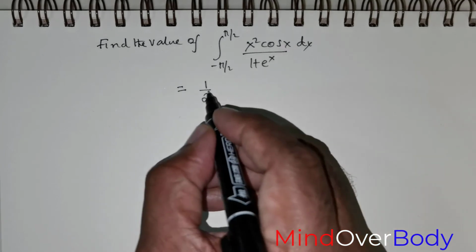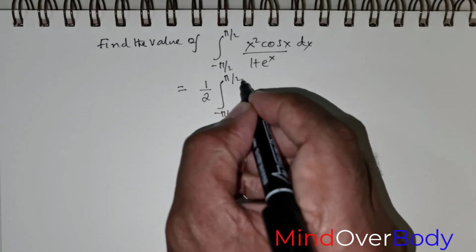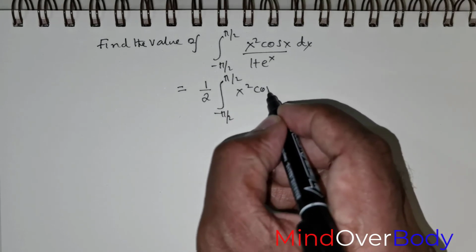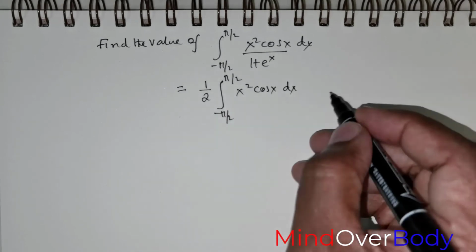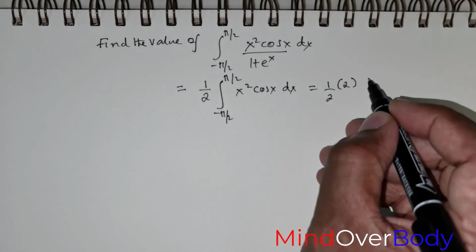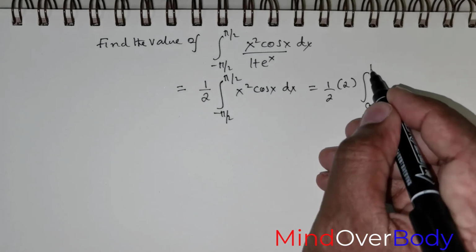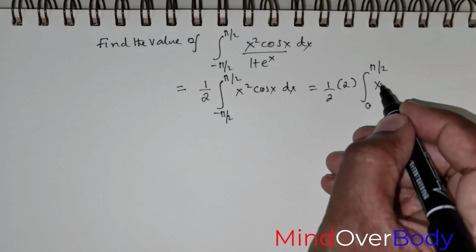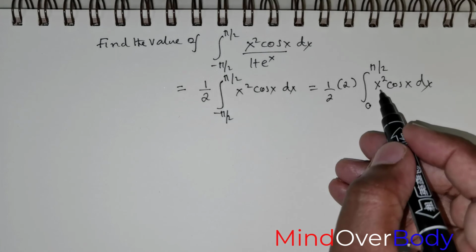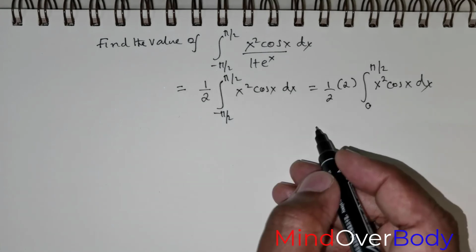So this can be rewritten as 1 over 2 times negative pi over 2 to positive pi over 2 times, I should say, x squared times cos x times dx. Now this is an even function, so I can rewrite this as 1 over 2 times 2 times integral 0 to pi over 2 with the integrand being x squared times cos x dx, because x squared is an even function, cos x is an even function, and together would result in an even function.